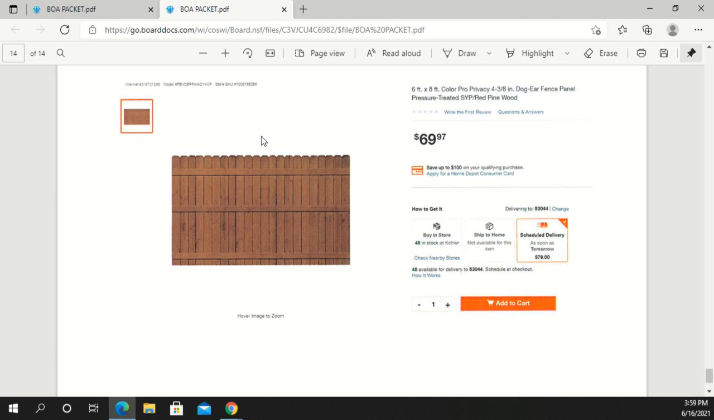I'm not saying that these citizens would want to have their things looking weathered and tired, but oftentimes that's what we see throughout the city anytime we deal with these street fences, and that's why the board has often gone with the shadow box design or the vinyl.